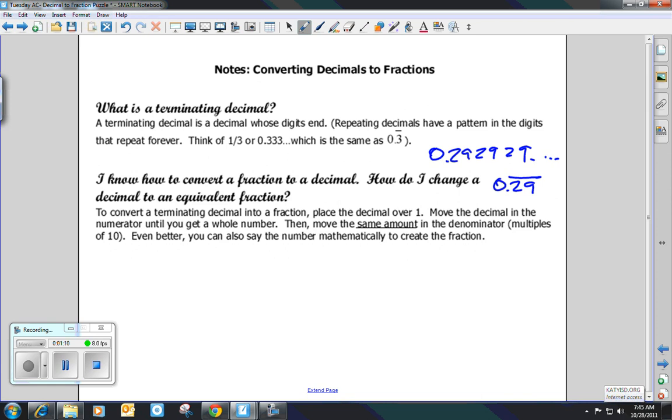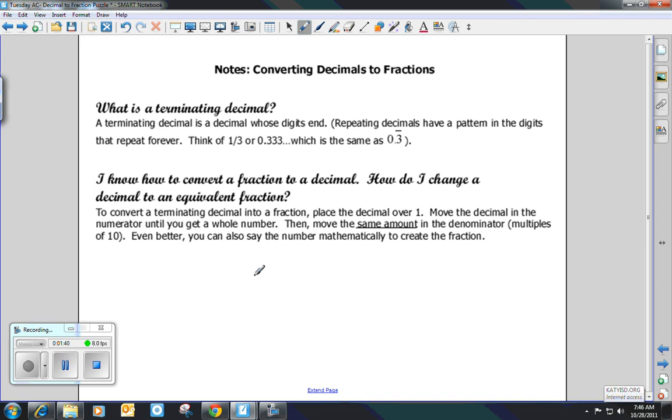So we know how to convert fractions to decimals. We take our numerator divided by the denominator. How do we change decimals to their fraction equivalents? To convert a terminating decimal into a fraction, you're going to put your decimal over 1. Okay? And then you're going to multiply the top and bottom by 10 until you get a whole number on top. In other words, we're going to be moving our decimals again, just like we did with dividing decimals.